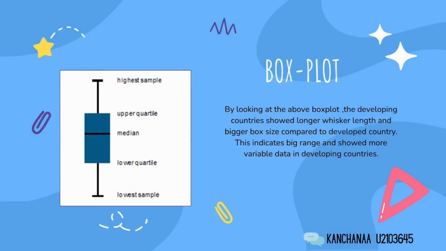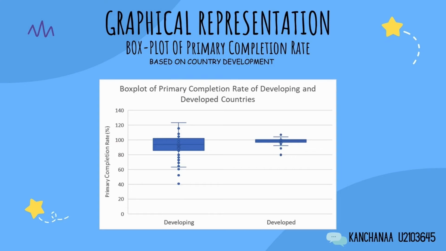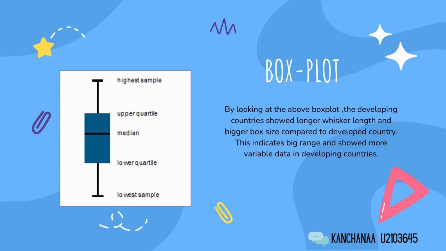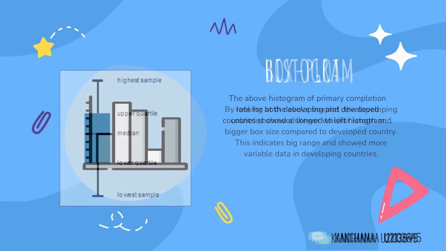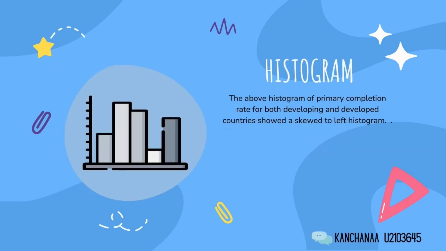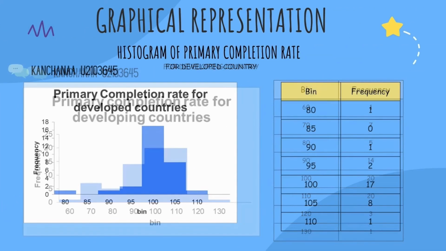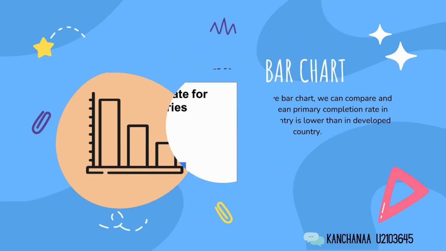Moving on with graphical representations for primary completion rate. First of all is the box plot. By looking at the above box plot, the developing countries showed longer whisker length and bigger box size compared to developed countries. This indicates a big range and more variable data in developing countries. Next will be the histogram for developed and developing countries. The above histogram for primary completion rate for both developing and developed countries showed a left-skewed histogram.